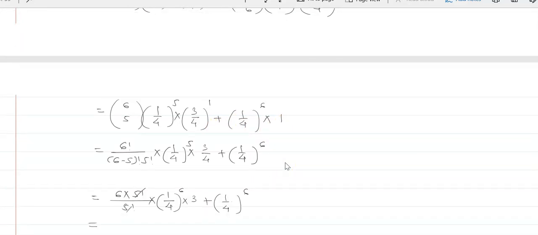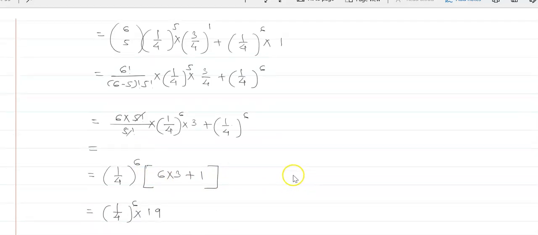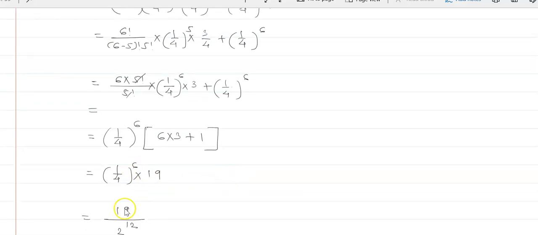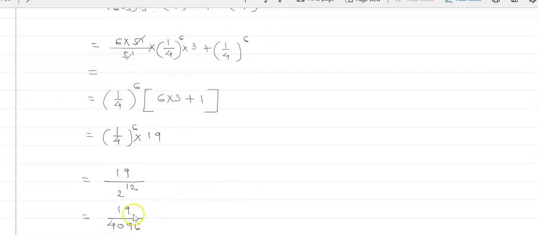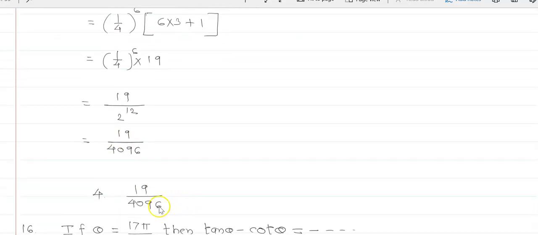And if we simplify this, you will get 6 into 5 factorial upon 5 factorial, 1 by 4 raised to 6 into 3 plus 1 by 4 raised to 6. That is, take 1 by 4 raised to 6 as common: 6 into 3 plus 1. 6 into 3 is 18, 18 plus 1 is 19, and that is 1 by 4 raised to 6 into 19, that is 19 upon 2 raised to 12, which is equal to 19 upon 4096, and hence option 4 is the correct one.